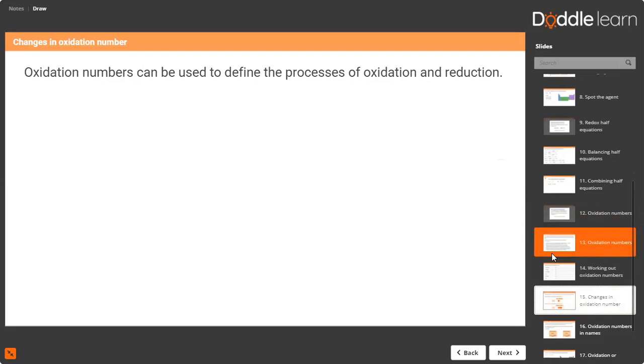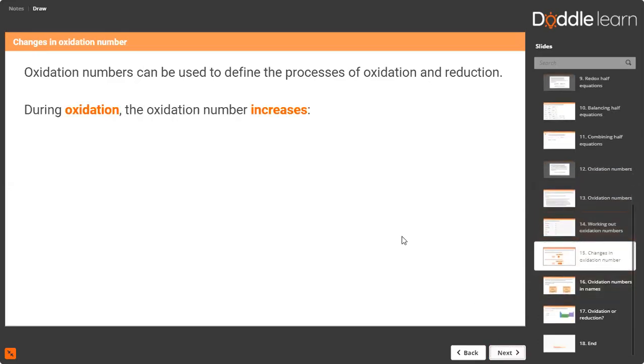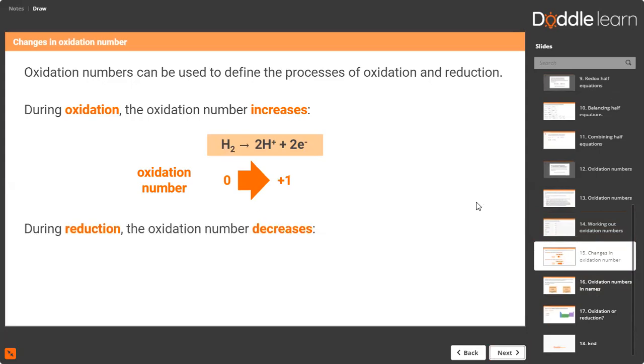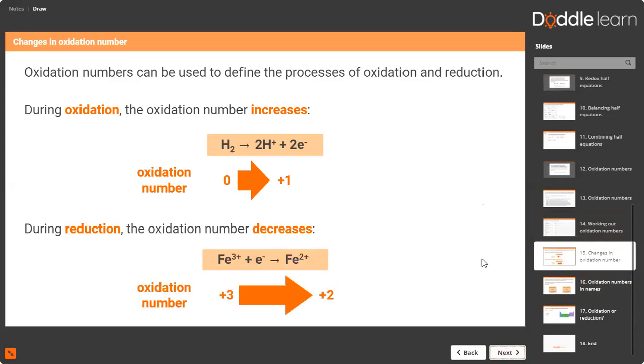Okay, so oxidation numbers can be used to define the process of oxidation and reduction. During oxidation, our oxidation number increases, because we lose electrons. So we go from H2, which is our whole compound, which has an oxidation number of 0, and it will increase by 1 because the oxidation number becomes a +1 here because of oxidation occurring. It's happened once, it goes to +1. During reduction, as you can probably guess, the oxidation number decreases because we are doing the exact opposite.